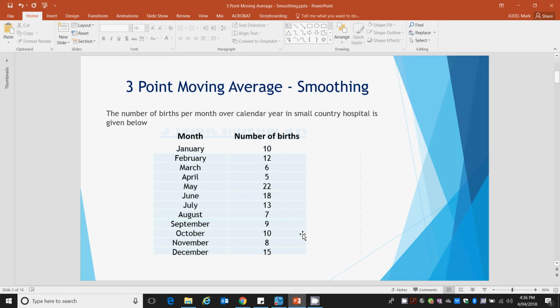So in this particular example we have the number of births per month at a country hospital over a calendar year. So in January we had 10 births, February 12 births, right down to December we have 15 births.